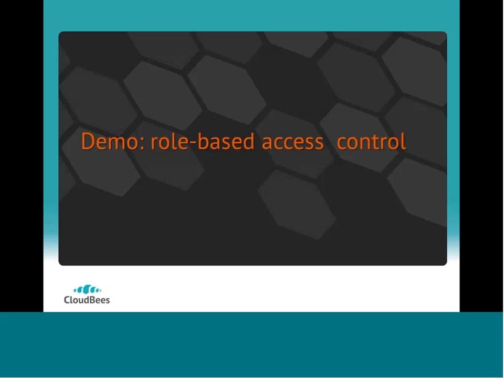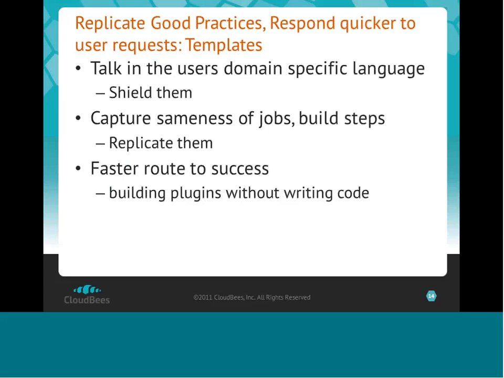Nice. All right. So, once you've secured your jobs and you've secured your Jenkins instance, the next set of problems usually comes in is replicating good practices and responding to requests quicker. Right. And the thing that we've built here, and I'm personally very stoked about this, is templates. And the idea here with templates is that we talk in the user's domain-specific language.